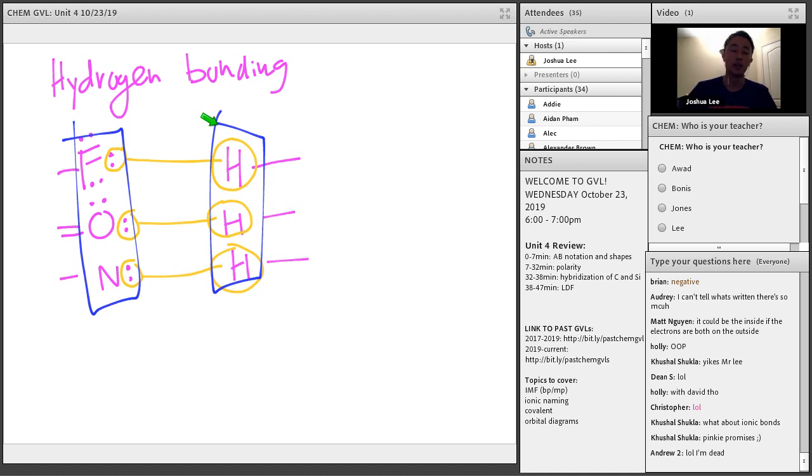So that's a pretty good indicator if there's hydrogen bonding. So in the case with water, let's do it down here.